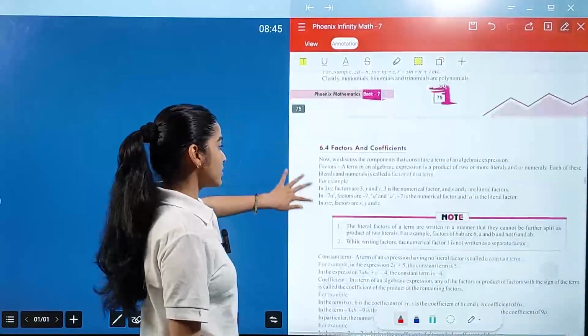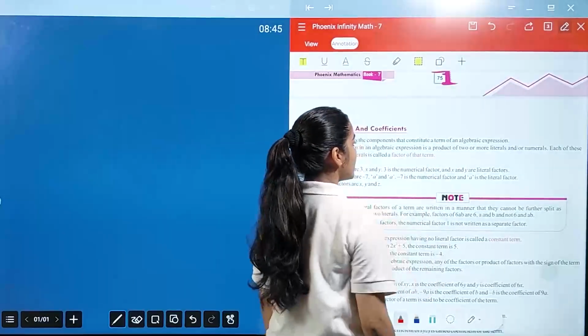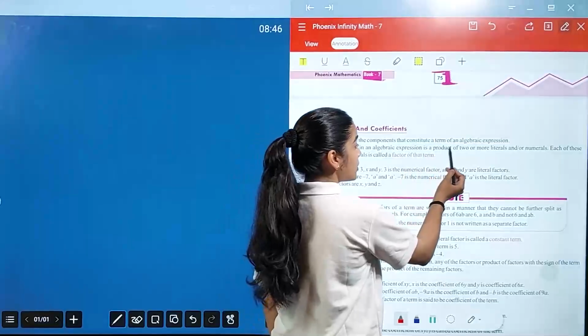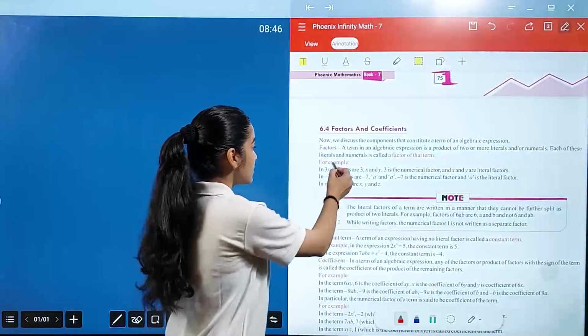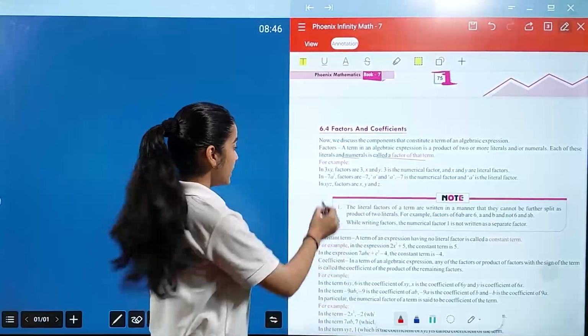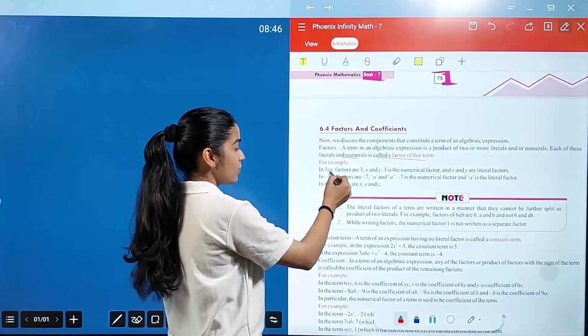Now we have factors and coefficients. Now we discuss the components that constitute a term of an algebraic expression. Factors: a term in an algebraic expression is a product of two or more literals and or numerals. Each of these literals or numerals is called a factor of that term. For example, in 3xy, what are the factors we have for 3xy?